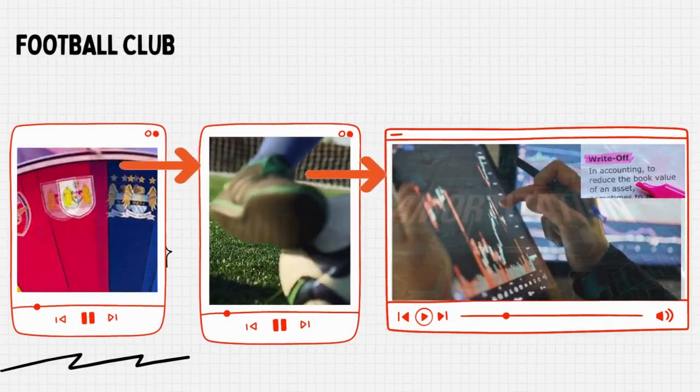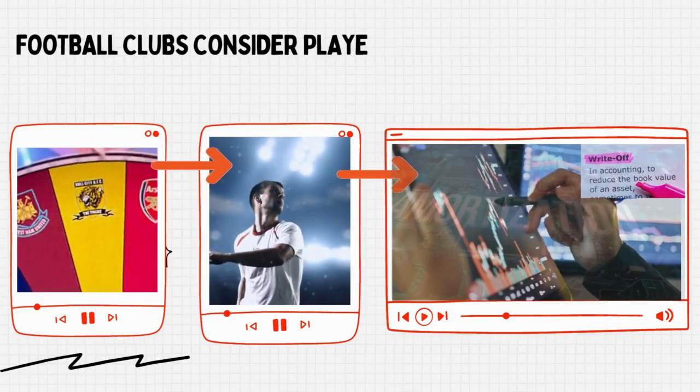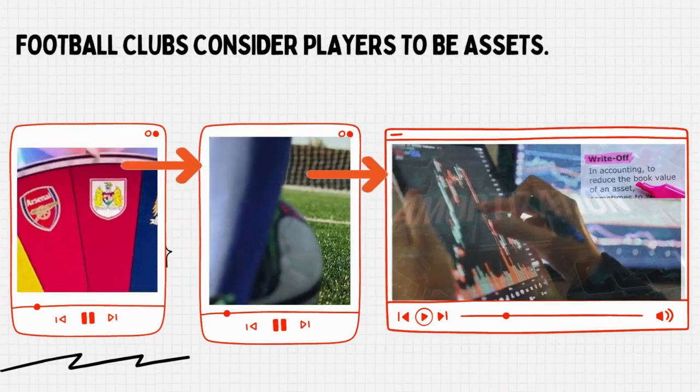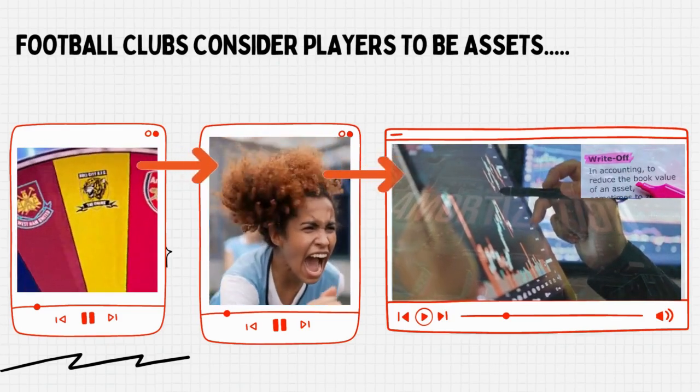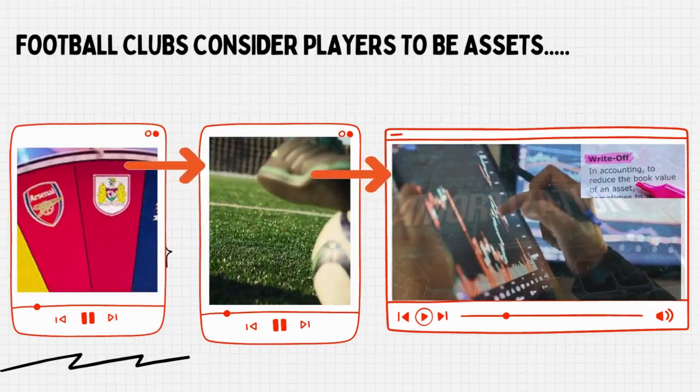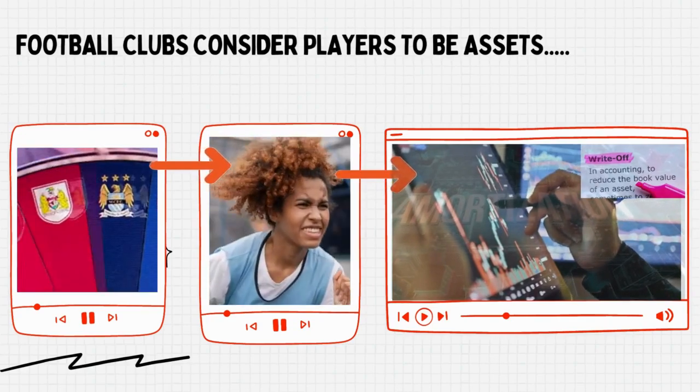Basically, football clubs consider players to be assets, so they do not fully expense transfer fees in the year a player is purchased, but instead write off the cost evenly over the length of the player's contract via player amortization, which is not the same as stage payments.